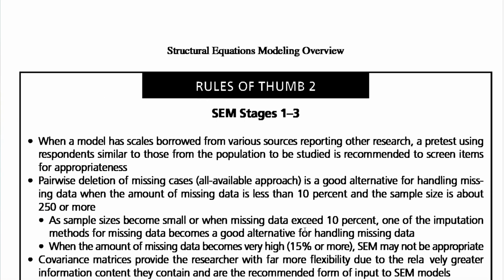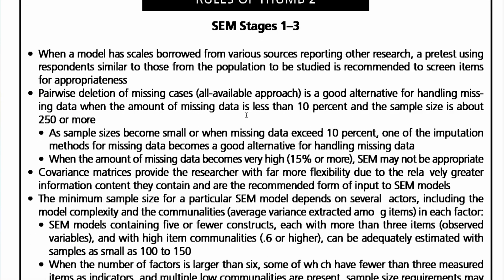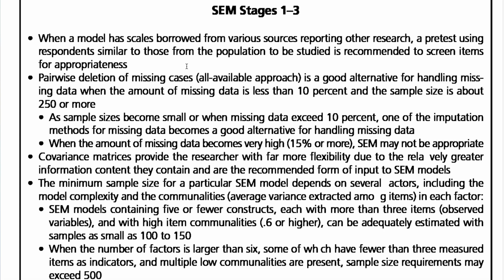This is a rule of thumb. We call it structural equation modeling, first and three. When a model has scales borrowed from various sources reporting other research, a pretest using respondents similar to those in the population to be studied is recommended to screen items for appropriateness. Pairwise deletion of missing cases, the all available approach, is a good alternative for handling missing data when the amount of missing data is less than 10% and the sample size is about 250 or more.